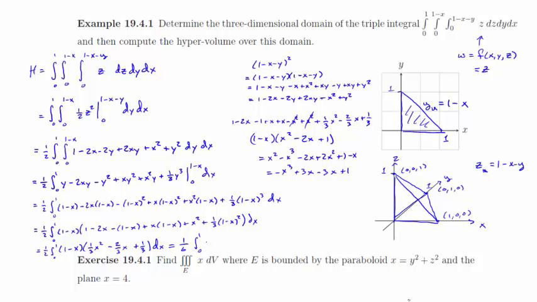Now we're almost there. Negative x cubed plus 3x squared minus 3x plus 1 dx. There we go. And this equals 1/6 times negative 1/4. When I plug in a 1, it's just going to be a negative 1/4.